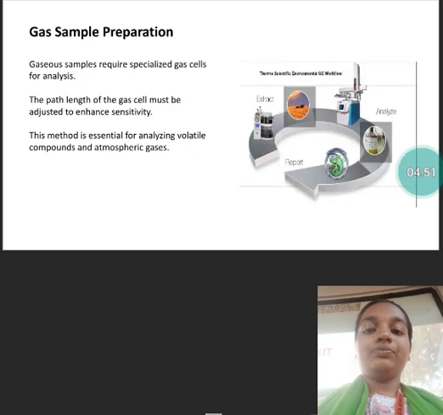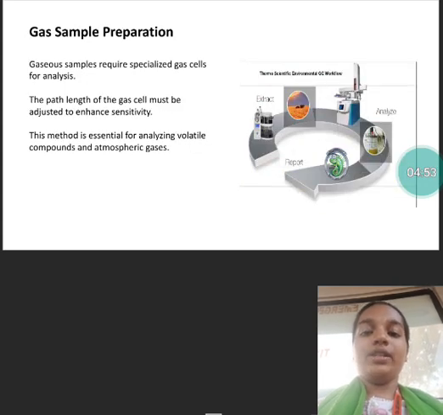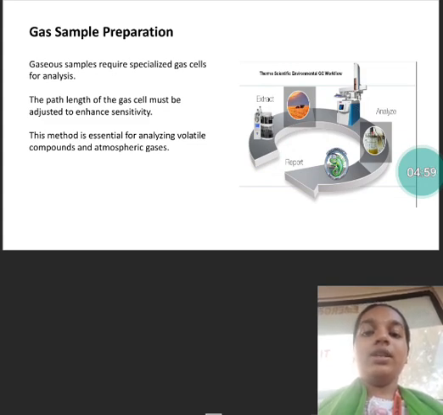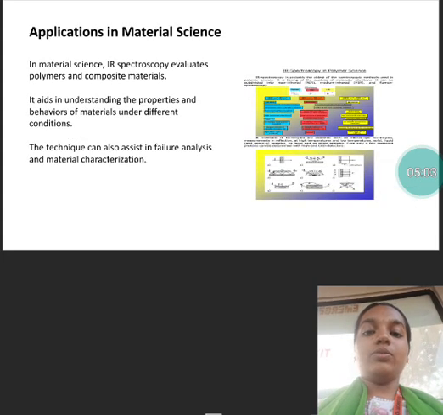Next slide. Gas sample preparation in IR spectroscopy. The path length of the gas cell must be adjusted to enhance sensitivity. This method is essential for analyzing volatile compounds and atmospheric gases.